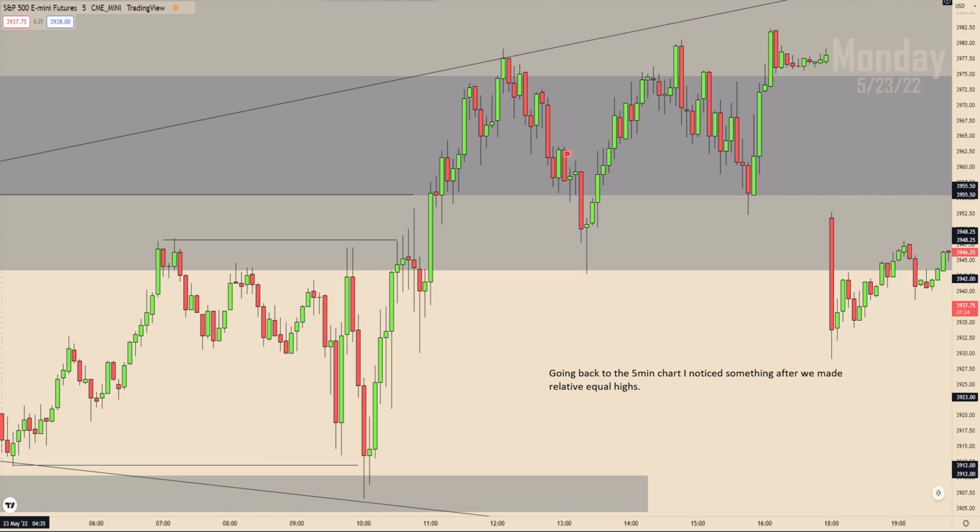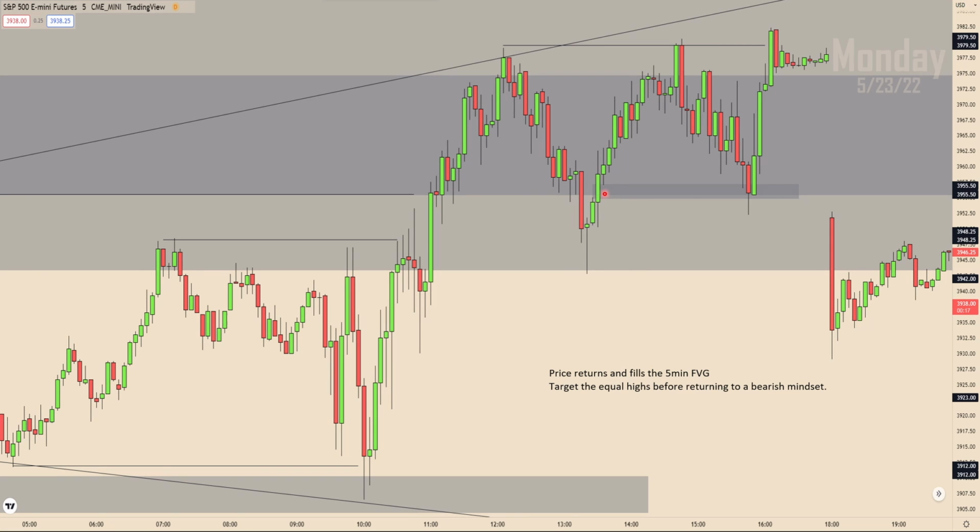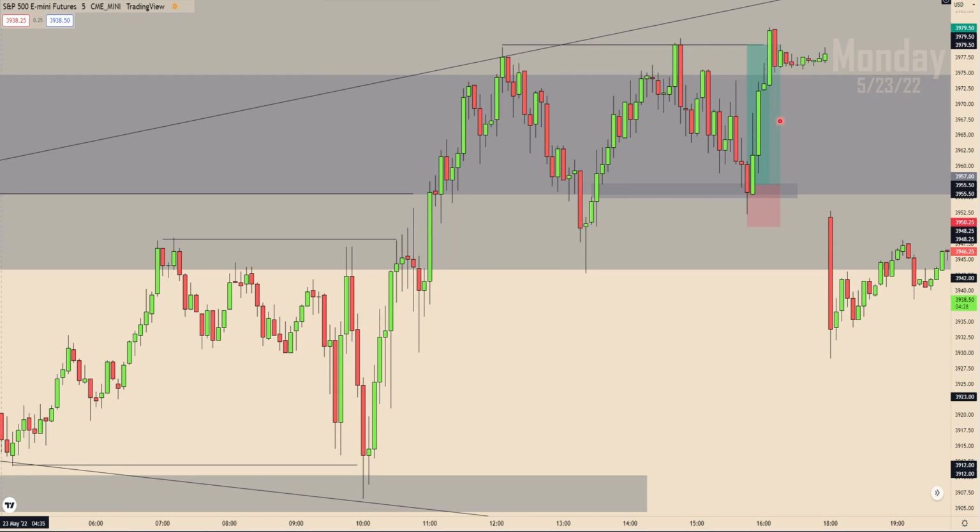Going back to the 5-minute chart, after we make these relative equal highs here, what are you looking for? Well, when you have relative equal highs, they become a target, right? You don't want perfect highs like a double top. Well, is there an imbalance in this range where we could look to go long? Right there, that 5-minute fair value gap. So looking at that, you can take that long in there and put your stop on the low of this candle, and you would get that risk to reward there. Once you take out these highs up here, you're going to look to go short again, or at least I was, with my bias being bearish once we got into this area.